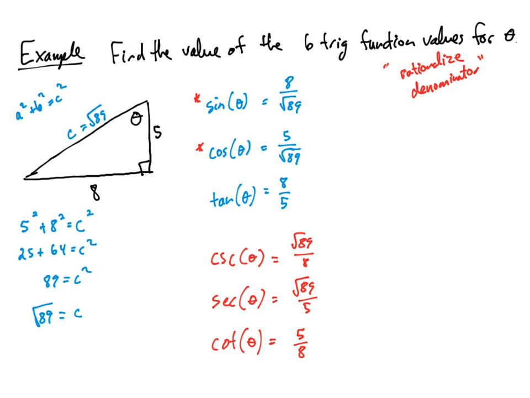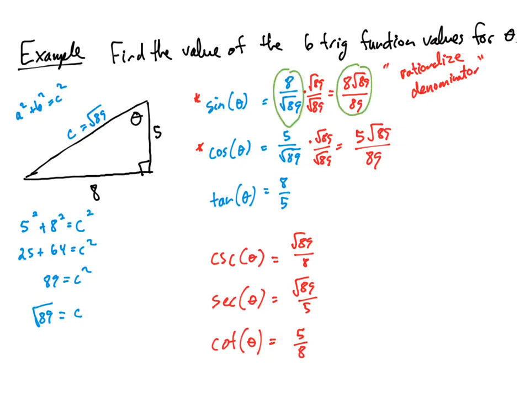But if you want to rationalize the denominator, what we do is we multiply the top and the bottom by the square root in the denominator. So we get 8 square root of 89 divided by 89. Similarly for this one, we're going to multiply the top and bottom by the square root in the denominator. We end up with 5 square root 89 divided by 89. So if you feel as though you want to rationalize the denominator, go for it. I don't think it's that important though. So for sine, this value or this value would be accepted for full credit.